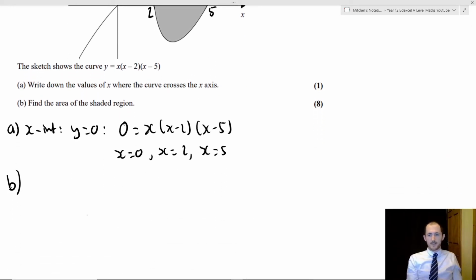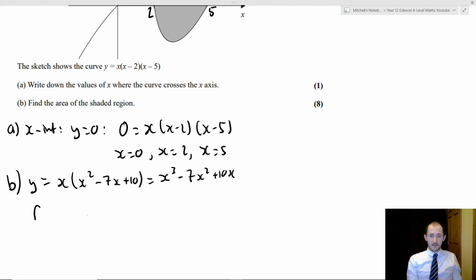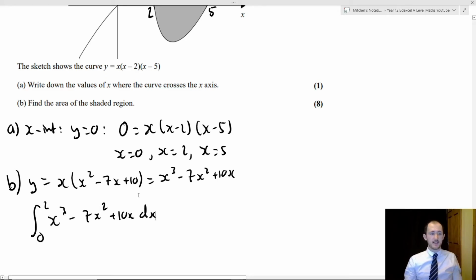So we need to integrate this thing. The first thing we need to do is expand the brackets, which again is where some of these marks come from. So x squared minus 2x minus 5x and minus 7x plus 10. That's x cubed minus 7x squared plus 10x. Now I'm going to integrate this firstly between the values of 0 and 2. I'm going to remember the integration result because I'm going to be doing the same thing, just with different limits later on.